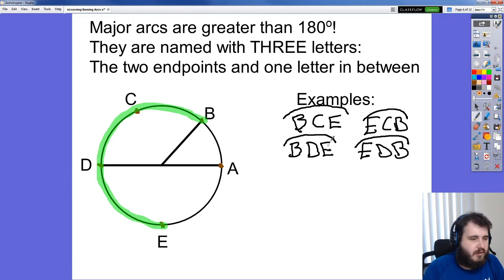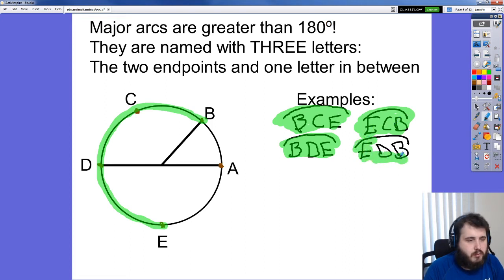Right? It's just the exact same way of saying the same thing, as long as you have 3 letters where the outer 2 are the endpoints and the inner one is a point that's in between on the arc, in between the 2 endpoints, then you know you're good.